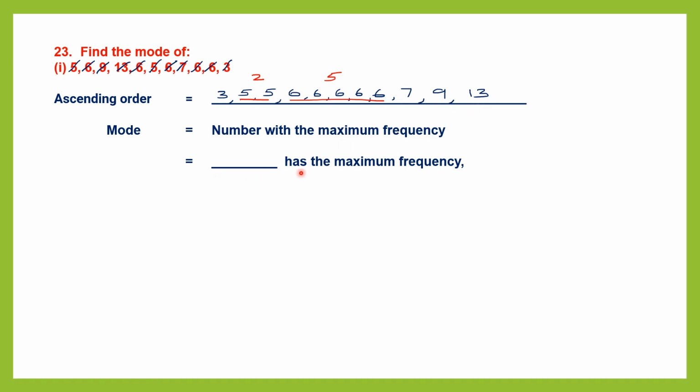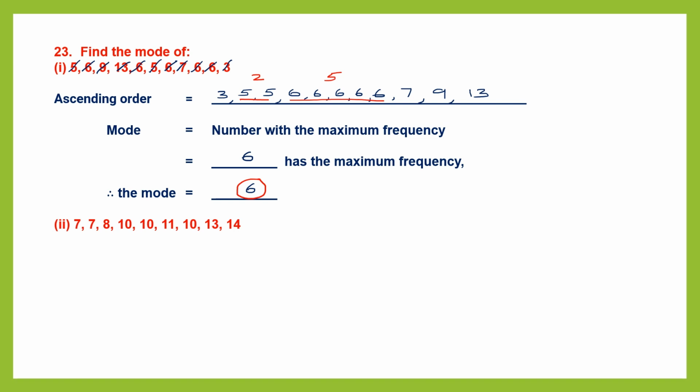So which is the number which has the maximum frequency? The number 6 has a maximum frequency 5 times. So the number 6 has the maximum frequency. Therefore, the mode is 6. The number that is repeated the maximum number of times is your answer.